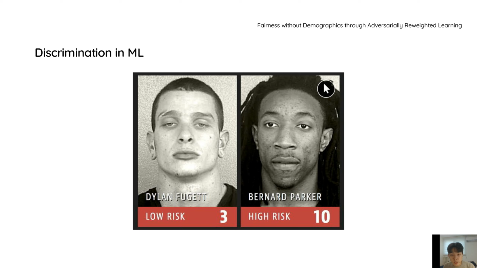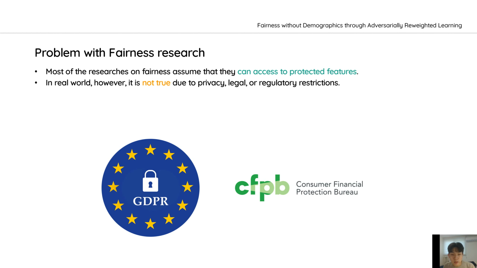Therefore, many researchers have defined fairness in machine learning and studied debiasing techniques. However, the fairness studies conducted so far have problems. That is, most researchers on fairness assume that they can access protected features. However, the assumption is not true in the real world because there are privacy and legal issues. So in many cases, we cannot collect or use sensitive information to train or do inference with our model.